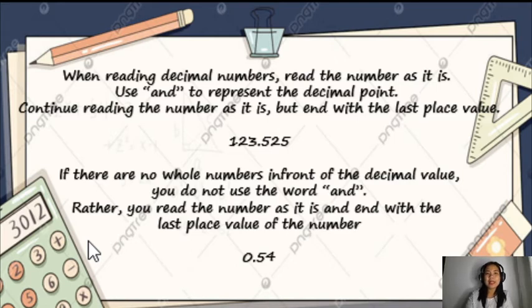So, hindi na natin kailangan basahin yung 0, yung end. So, read the number as it is, so that is 54, and then yung last place value daw ng number. So, this is tenths, this is hundredths. So, read the number as it is, so that is 54. Ang last place value natin is hundredths, so that is 54 hundredths.